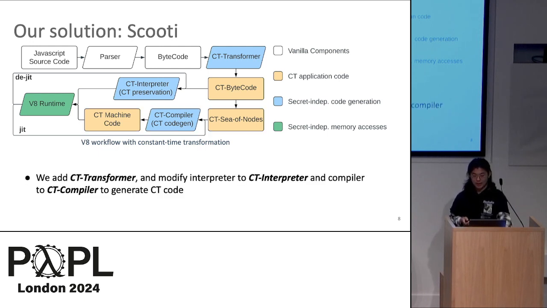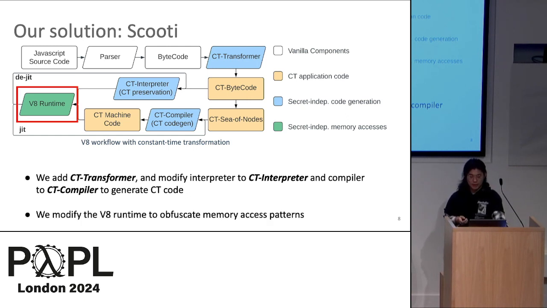In general, we add a CT transformer, modify the original interpreter to a CT interpreter, and the original compiler to a CT compiler, to generate constant time code and preserve the constant time property during execution. In addition, we modify the V8 runtime to obfuscate the secret-dependent memory access.